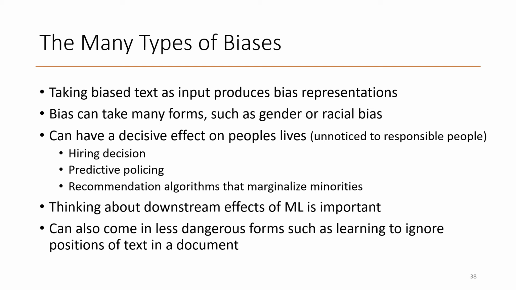For example, if we employ machine learning models in hiring decisions or predictive policing or in recommendation algorithms that marginalize minorities, all those applications have a downstream effect. Those machine learning models in the back end, learned from biased data, can produce dangerous outcomes. But we are also concerned with less dangerous forms of bias, such as learning to ignore certain positions of text in a document, which is a very technical form of bias.